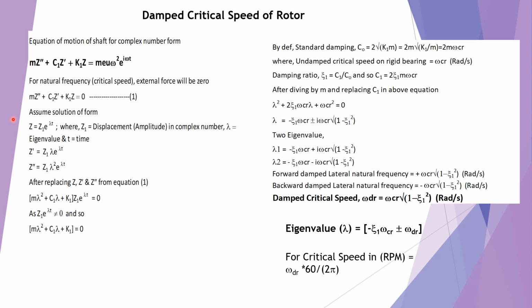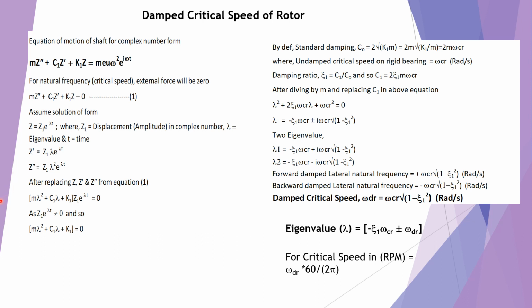Assume a solution of the form z is equal to z1 e to the power lambda t, where z1 is the displacement in complex number, lambda is the eigenvalue, and t is the time. So z dot is equal to z1 lambda e to the power lambda t, and z double dot is equal to z1 lambda square e to the power lambda t.